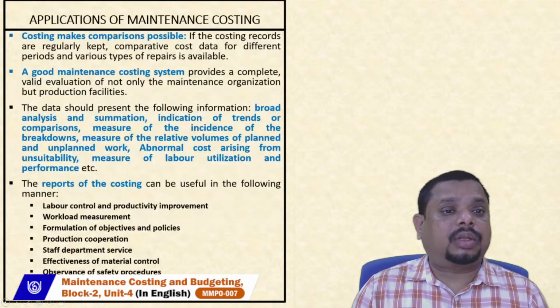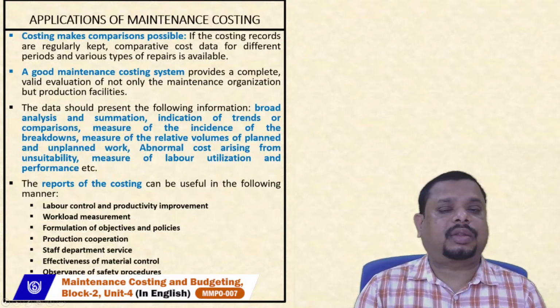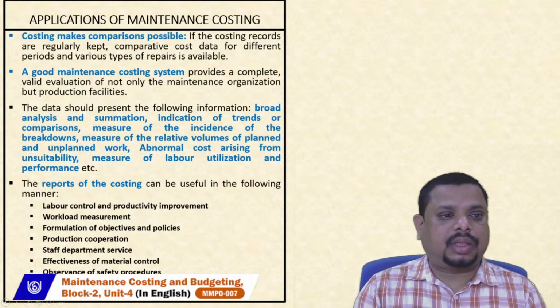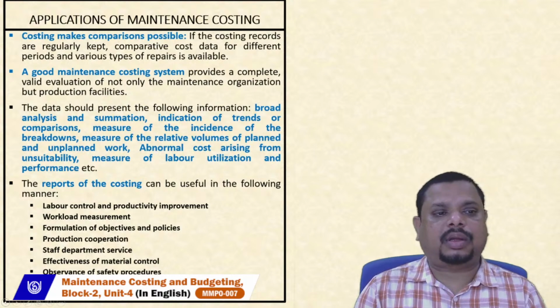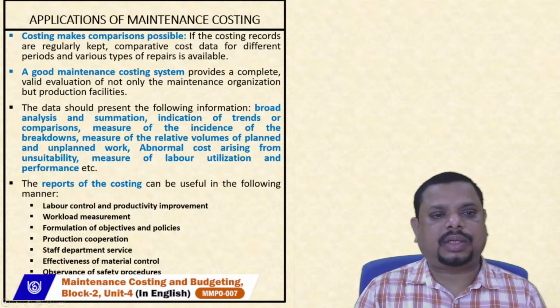So moving to the next one, the application of maintenance cost. The first important point we have is that costing makes comparison possible. The next is that good maintenance costing provides costing systems. If you go to point number one, costing makes comparison possible. That means you have to record the costings regularly and make comparative cost data for different periods and various types of repair available.